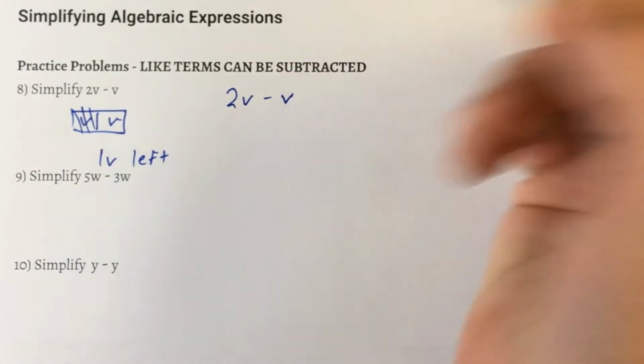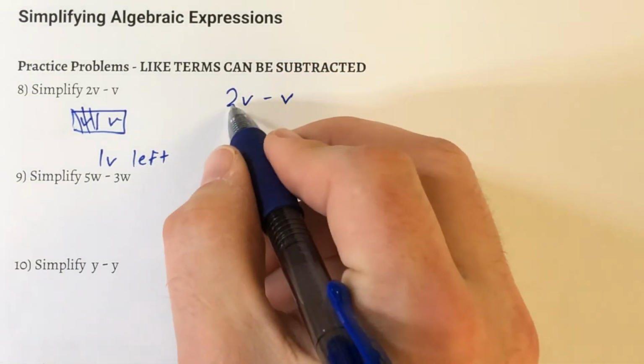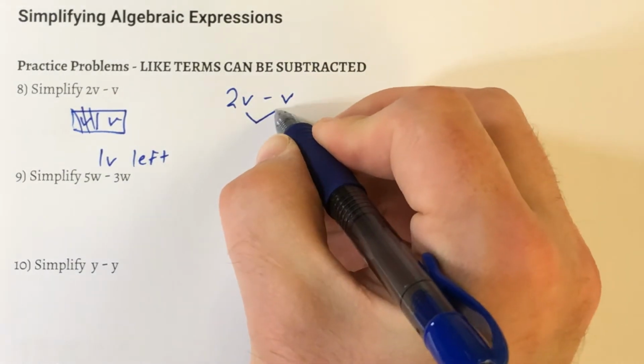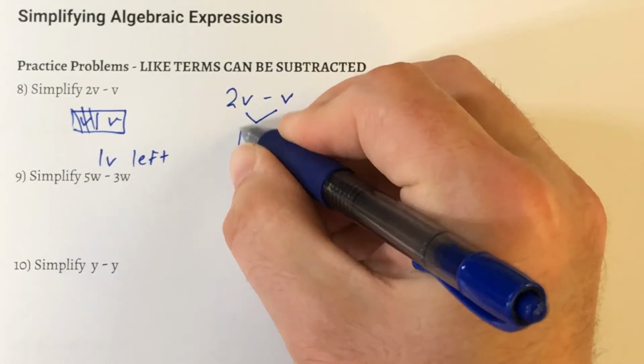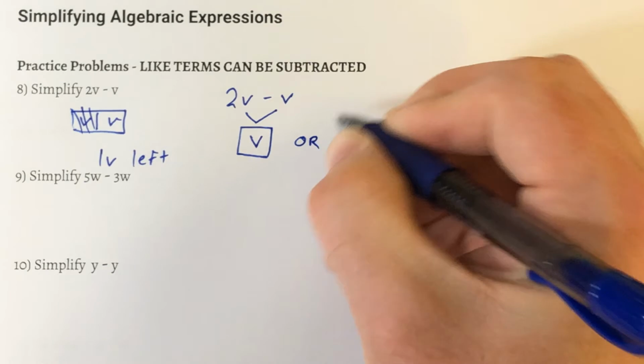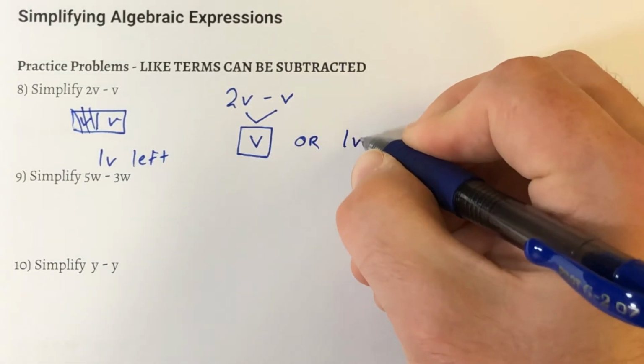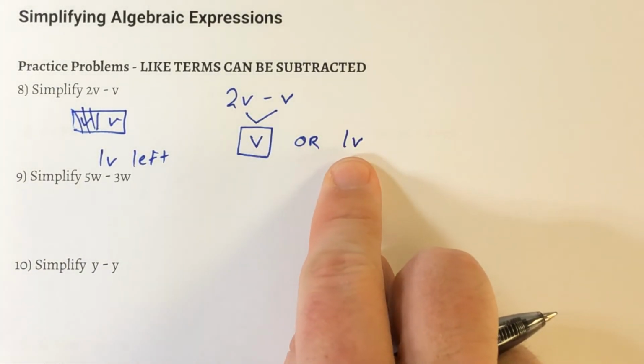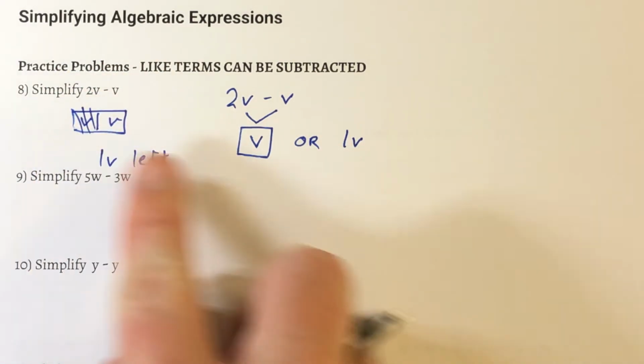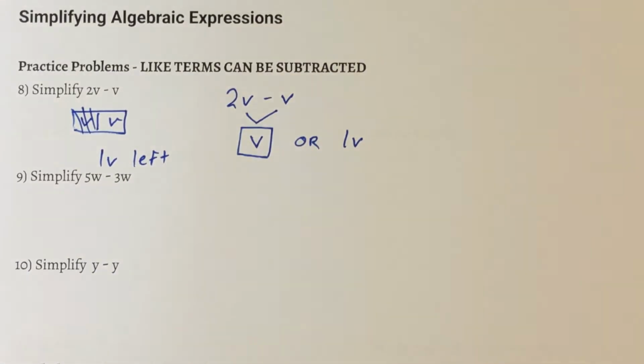So I'm going to do this problem the right way. So I have two groups of v. If I take away one group, I simply have v left. Again, all variables have that coefficient of 1, so I could write it like this. So this is just a visual of what's going on.